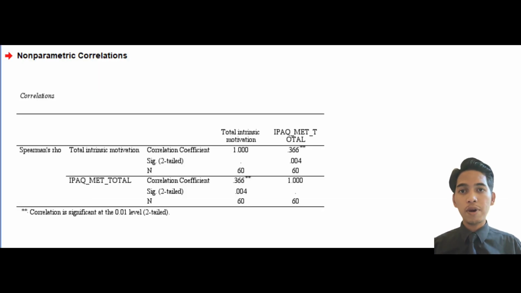Based on the non-parametric correlation analysis, Spearman correlation was conducted because the data were not normally distributed. The results show a significant positive correlation between intrinsic motivation and physical activity level, rs equals 0.366, p equals 0.004. This means that respondents with higher intrinsic motivation tend to be more physically active.